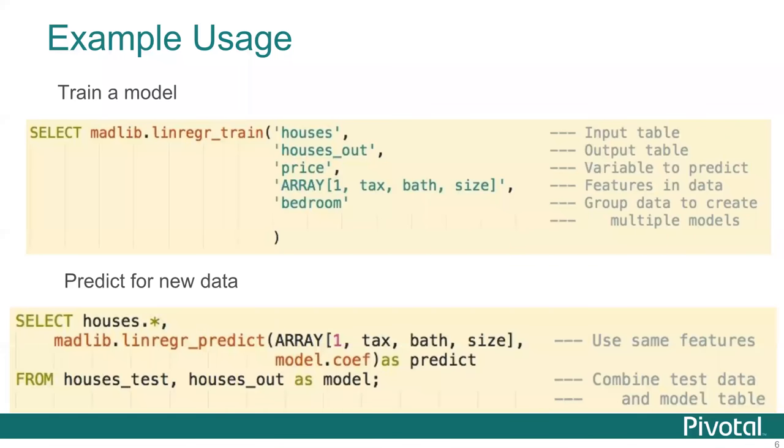As I said, MADlib is SQL-based, which is familiar to many data scientists and others who work with data. Here we're calling a linear regression on a data set to train a model that predicts house prices using features like property tax, number of bathrooms, and size, and building a separate model for number of bedrooms. And below is the associated prediction function that uses the model that we have trained above.